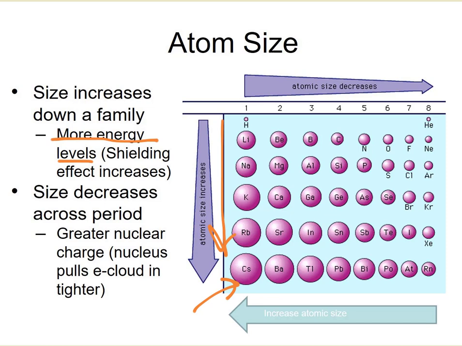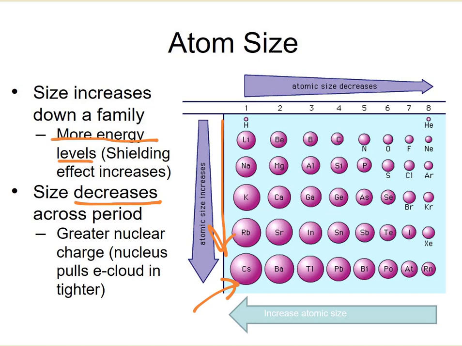As we go across a row, we have our size decreasing, so it gets smaller and smaller as we go across the period. And that is because we are adding a proton as we go across, but it's at the same energy level. So our nuclear charge increases and increases and increases, and that's going to pull those electrons that are right there in that shell closer to the nucleus because the nuclear pull is greater.